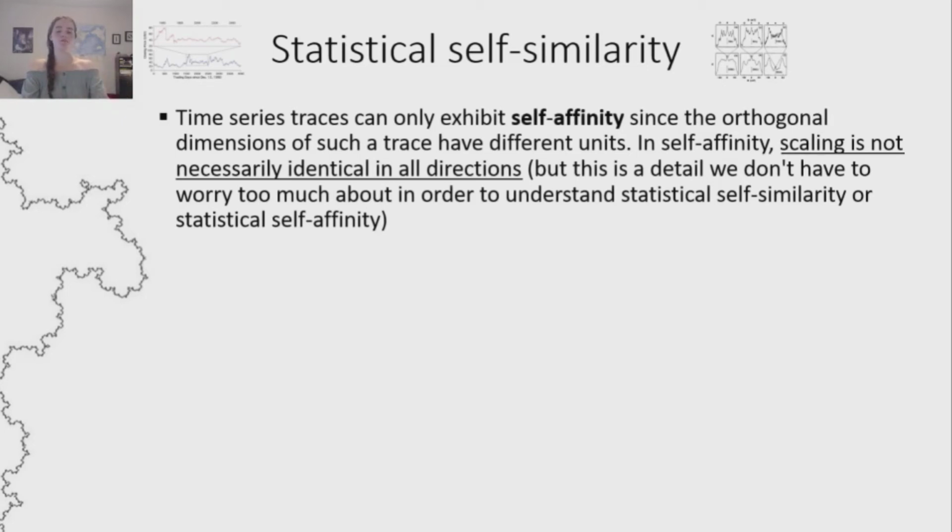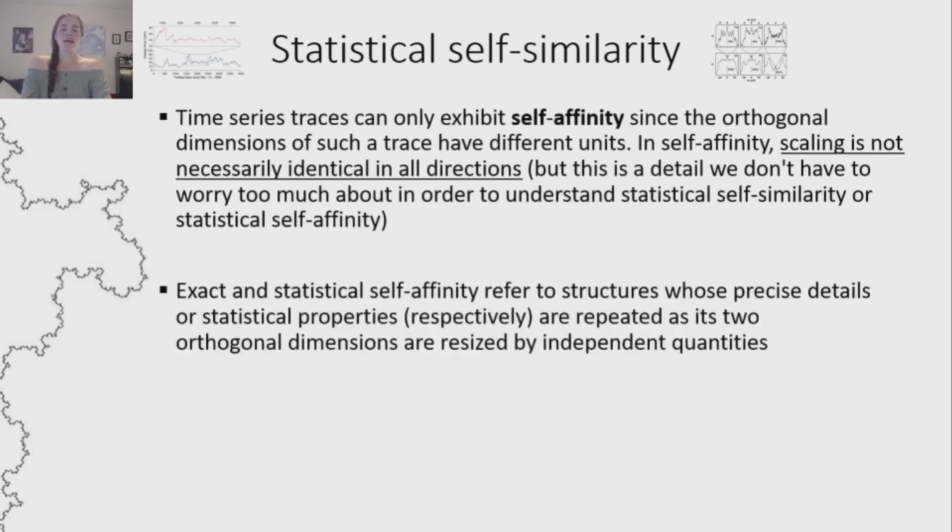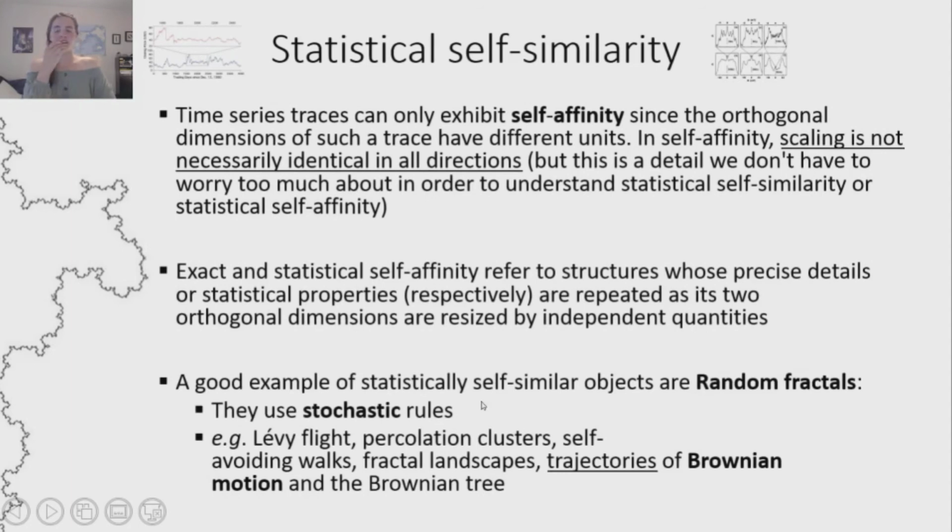They're not spatial. So you won't be able to look at a fractal time series and say, oh yeah, that's definitely a fractal. You have to analyze it with statistics. Exact and statistical self-affinity refer to structures whose precise details or statistical properties, respectively, are repeated as its two orthogonal dimensions are resized by independent quantities. A good example of statistically self-similar objects are random fractals, which I mentioned earlier. They use stochastic rules, and then these are just some examples that you can look up yourself, and we talked about trajectories of Brownian motion.